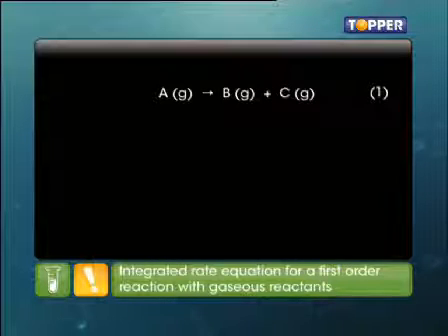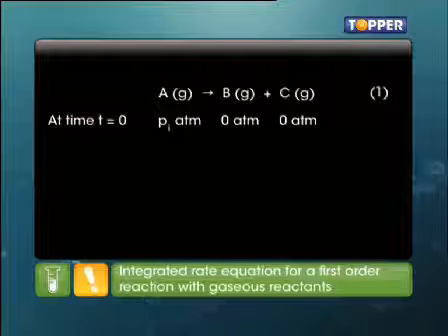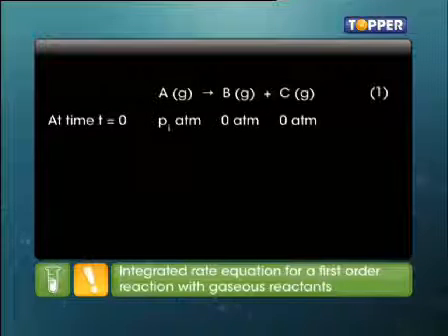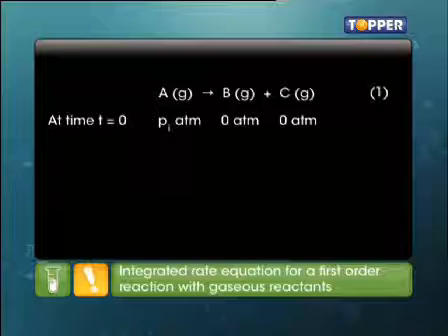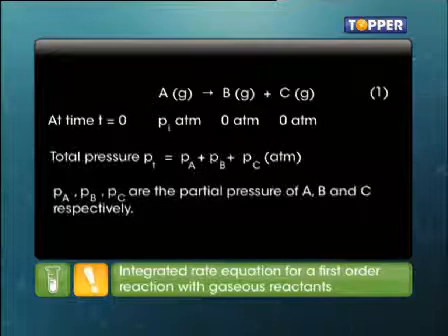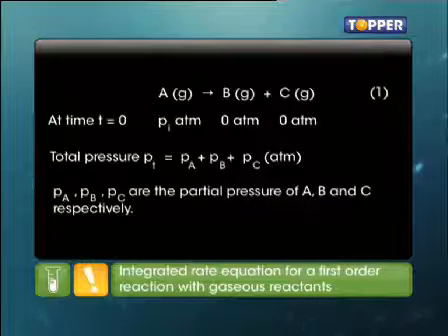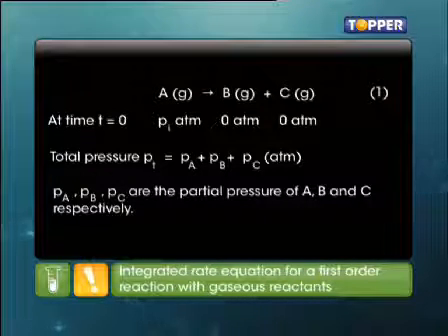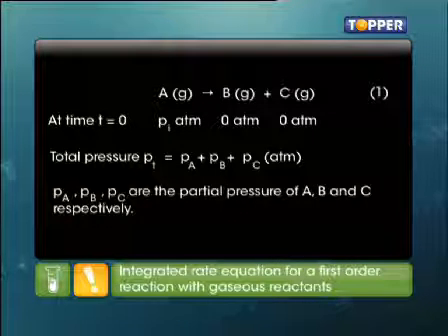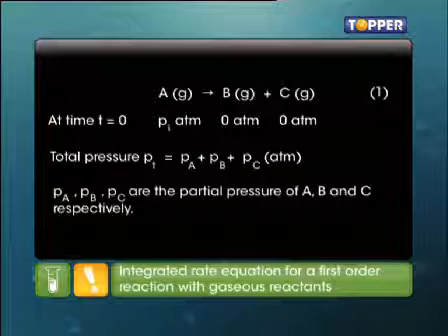Let the unit of pressure be atmosphere. So when t is equal to 0 and the reaction has not yet begun, we denote the initial pressure as Pi atmospheres. As the reaction progresses, let the total pressure at time t be Pt, which represents the sum of the partial pressures of A, B and C respectively. We can write this as Pa, Pb and Pc.